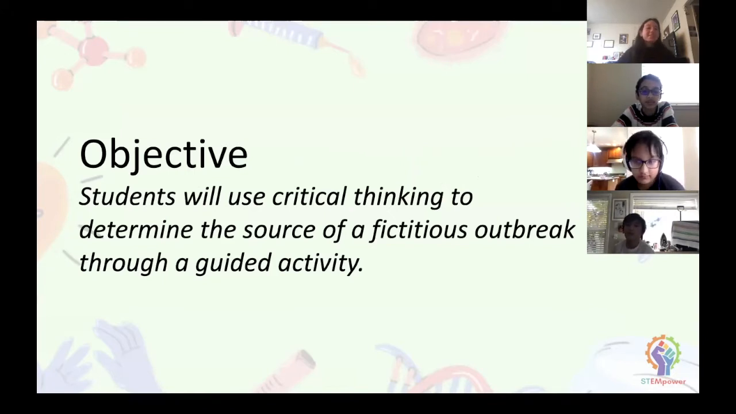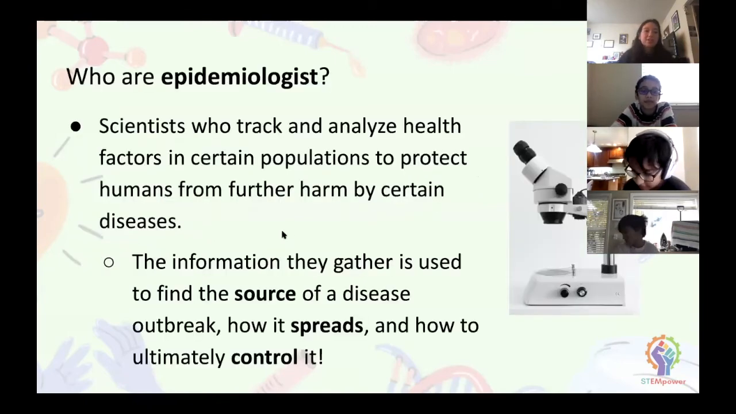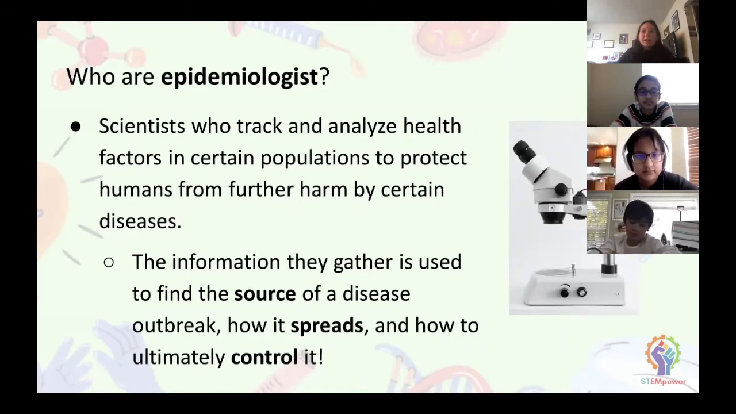So we're actually going to be disease detectives today. But first, let's get to know a little bit about epidemiologists. Epidemiologists are just scientists who track and analyze health factors, and I guess you could say controlled populations. So we can get to know what diseases are exactly threatening human life at the moment, and what can we do to control it.